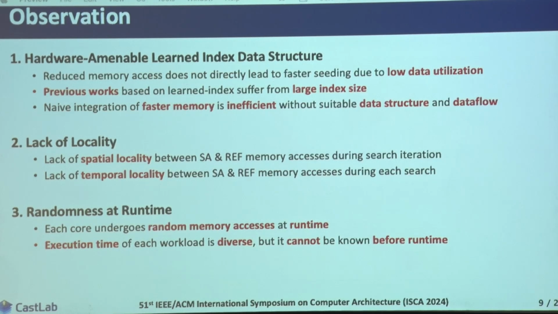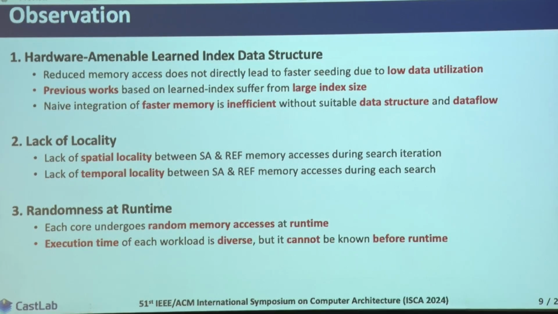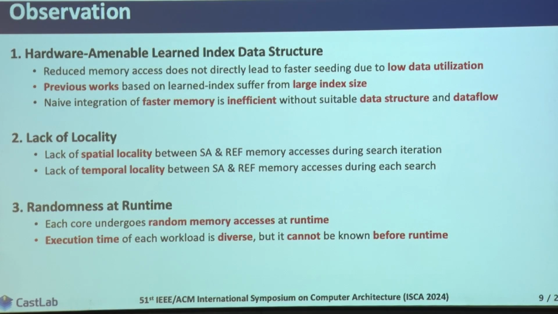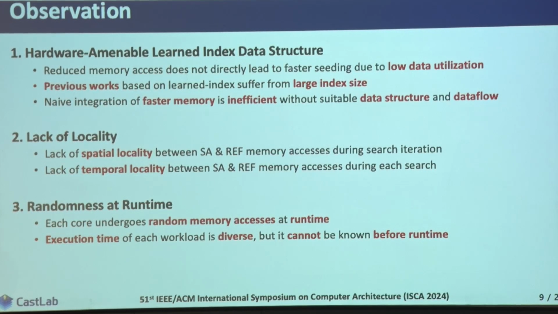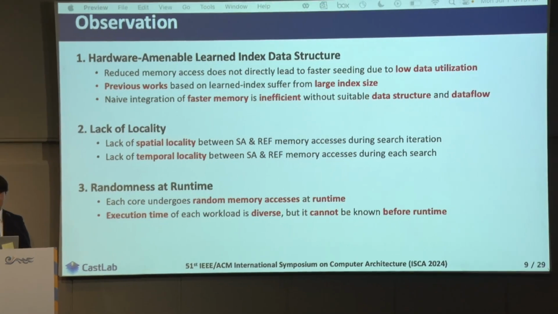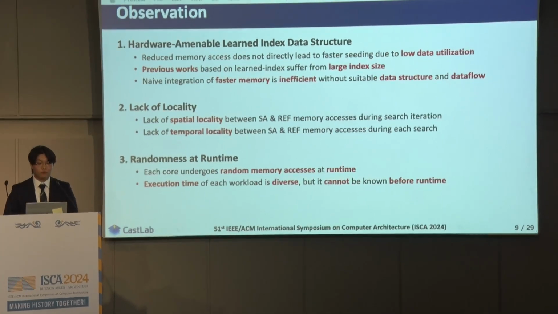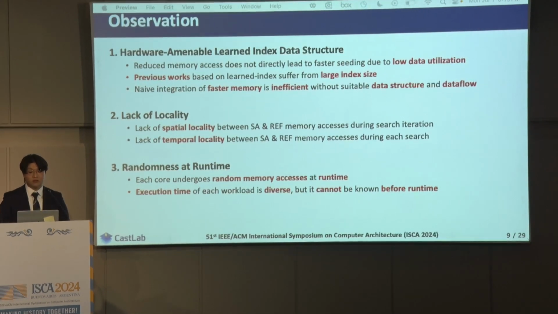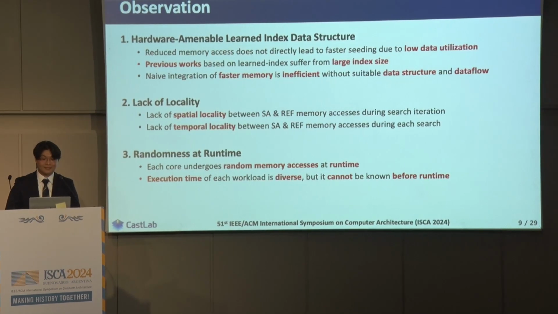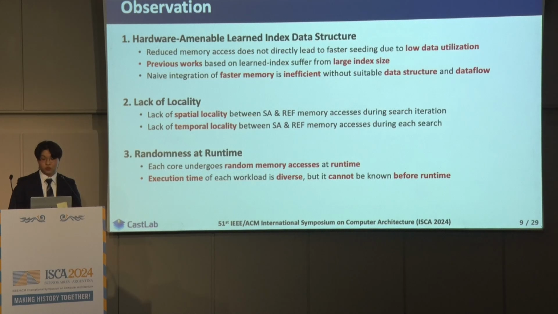In learned index-based seeding, we make three key observations. First, learned index data structure requires a dedicated hardware design. Current seeding algorithm shows low data utilization, and previous work suffers from large index size. So, for high performance, a suitable data structure and seeding-specific data flow is required to design an efficient seeding system with faster memory. Second, there is a lack of locality in the memory accesses. However, we find that opportunities for spatial and temporal locality exist in the search process. Last, randomness at runtime. Each memory access is random at runtime, and execution time of each workload is diverse.